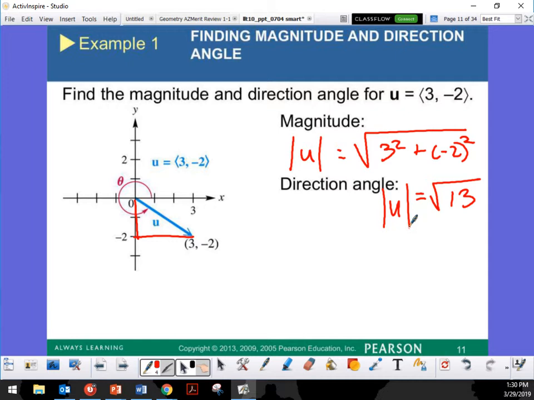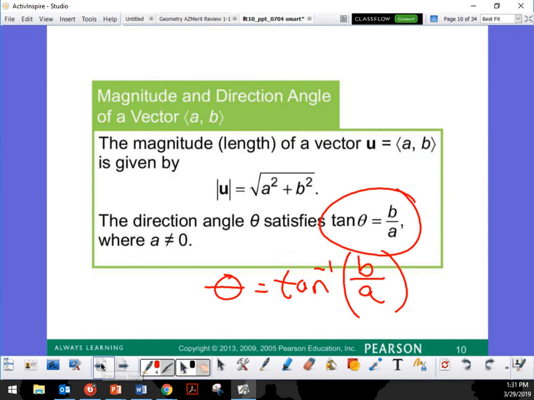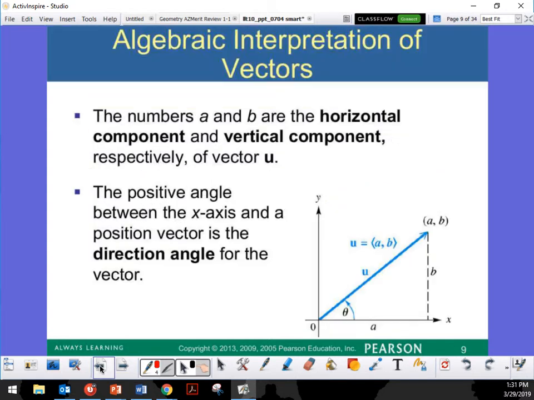The next thing is the direction angle. I'm going to go back to this one right here. Direction angle is B over A. In this case, B is the opposite side over here, over the adjacent side over here. That's tangent anyway, isn't it?